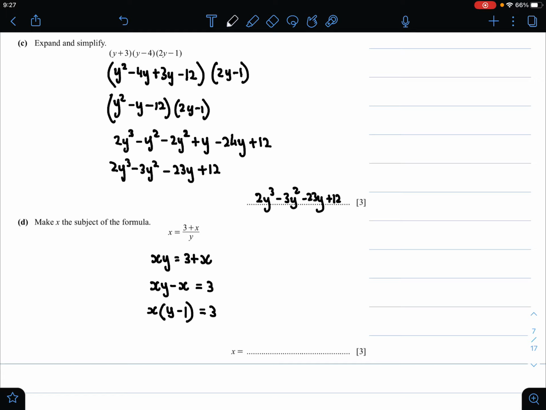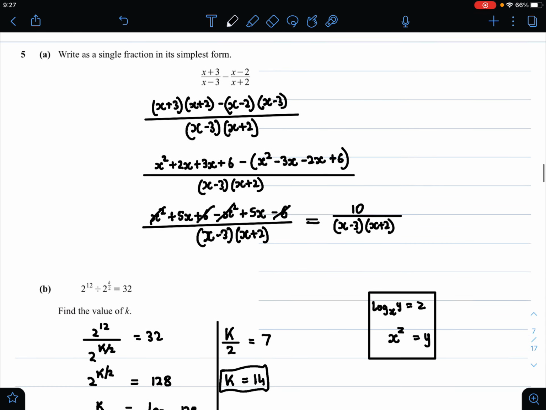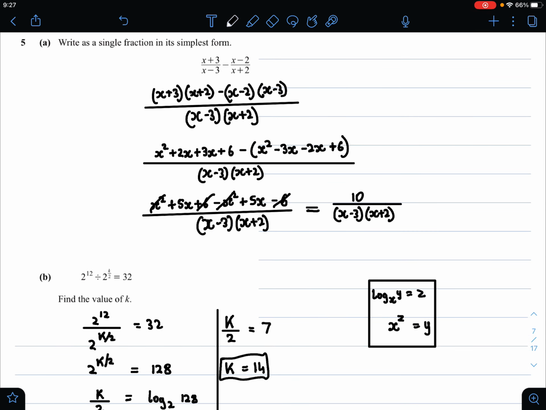So now you can take the y minus 1 to the other side of the equation. So therefore x is equal to 3 divided by y minus 1. This is because if you take multiplication to the other side of the equation, it will become division, and therefore 3 divided by y minus 1 will be our final answer for part D of this question. Therefore these are all your answers for question 5 of this paper.